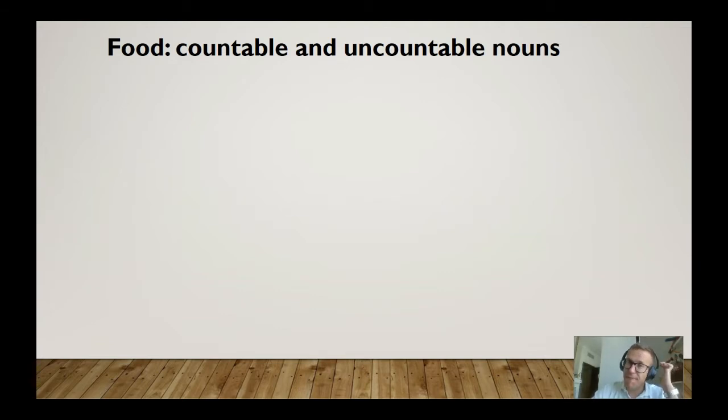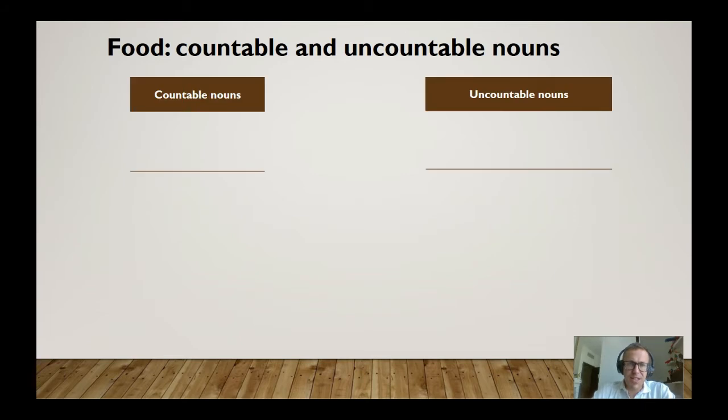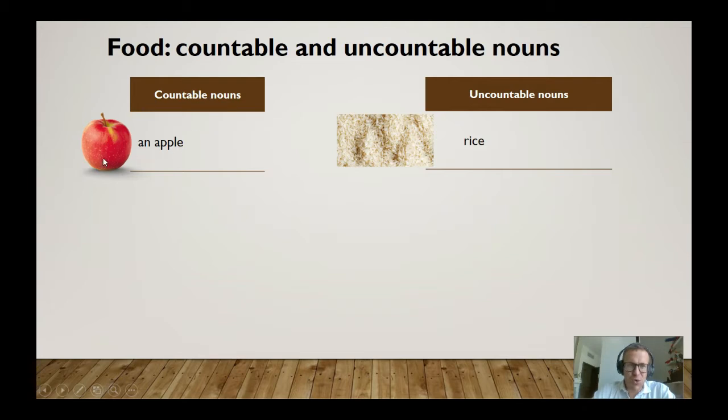So food, countable and uncountable nouns. Here are two examples. Apple, rice. Which one is possible to count? Well, an apple is one you can count. Rice is one you can't count. Here we have 2 apples. 1, 2, 3, 4. For rice, you can't count. It's very difficult to count each piece of rice.